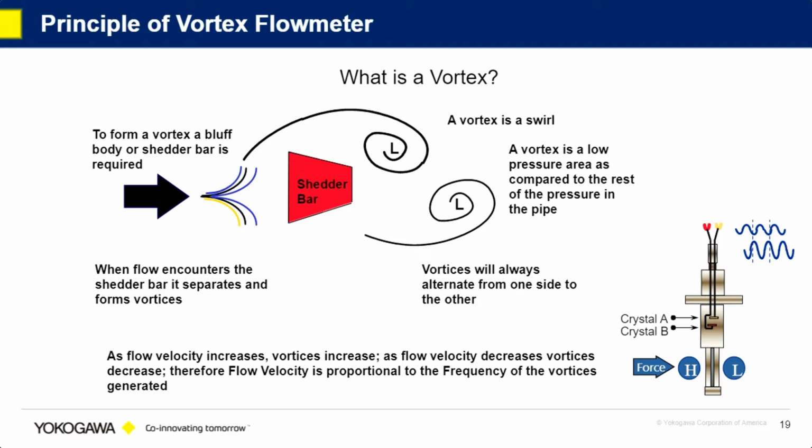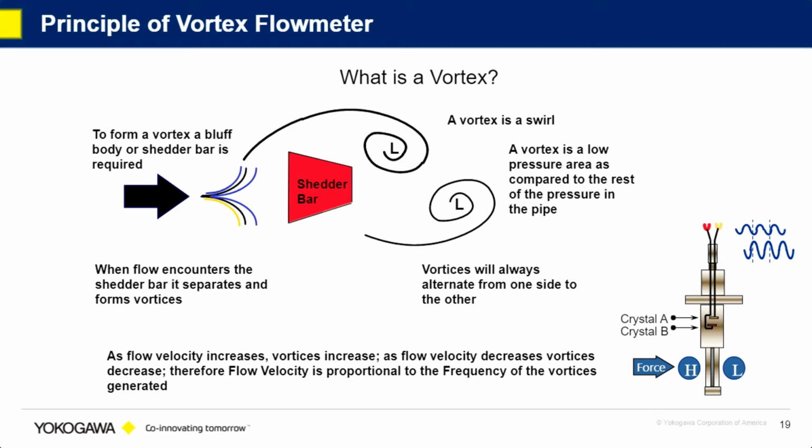And what the von Karman principle basically says is that if you have a fluid coming down the line and you have a bluff body or shutter bar in the line, as the fluid hits that bar, the flow is going to shear off at an alternating rate, creating vortex formation. So if we were able to measure the pressure inside that vortex, you would see that it's a lower pressure compared to your line pressure.